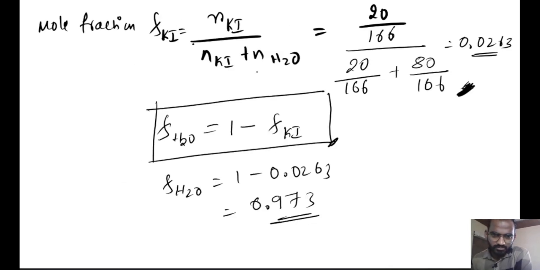So here I got the mole fraction of KI. They are asking for it. The mole fraction of KI is equal to the number of moles of KI over the total number of moles of solution, that is KI plus H2O. When we substitute the given data, we get 0.0263 as the mole fraction of KI. And to find the mole fraction of H2O, if I do 1 minus the mole fraction of KI, then we will get the mole fraction of water also. So this way we can find the mole fractions from the given data.